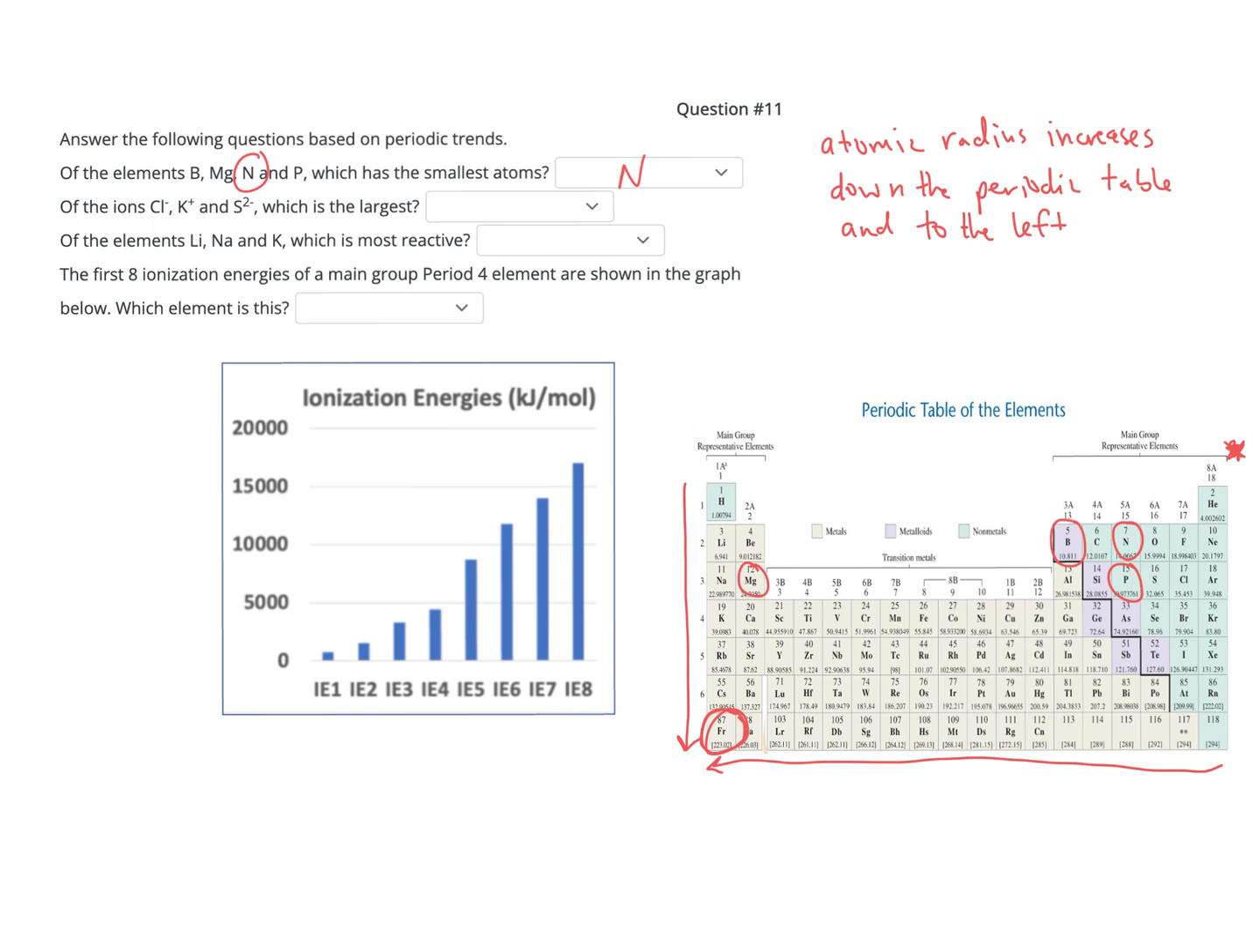Of the ions chloride, potassium, and sulfide, which is the largest? So again, we want to find those on the periodic table. Here's potassium, here's chloride, and here's sulfide. When an atom loses an electron, it actually gets smaller because our electrons occupy space and they help determine the atomic radius. As I lose an electron, that space is now empty and the radius would get smaller.